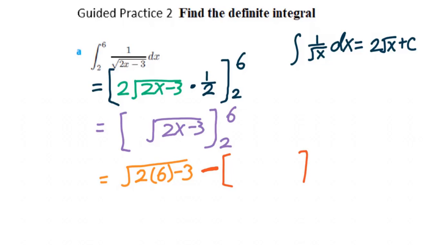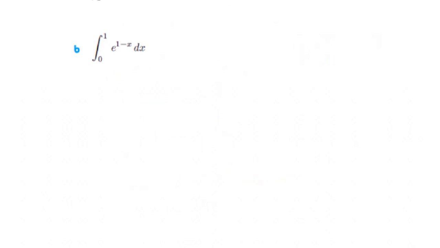bracket. We substitute 2 for x. You will get the square root of 2 times 2 minus 3. So the square root of 9 will be 3, minus the square root of 1, which is 1. Your answer equals 2. Now let's go to B.